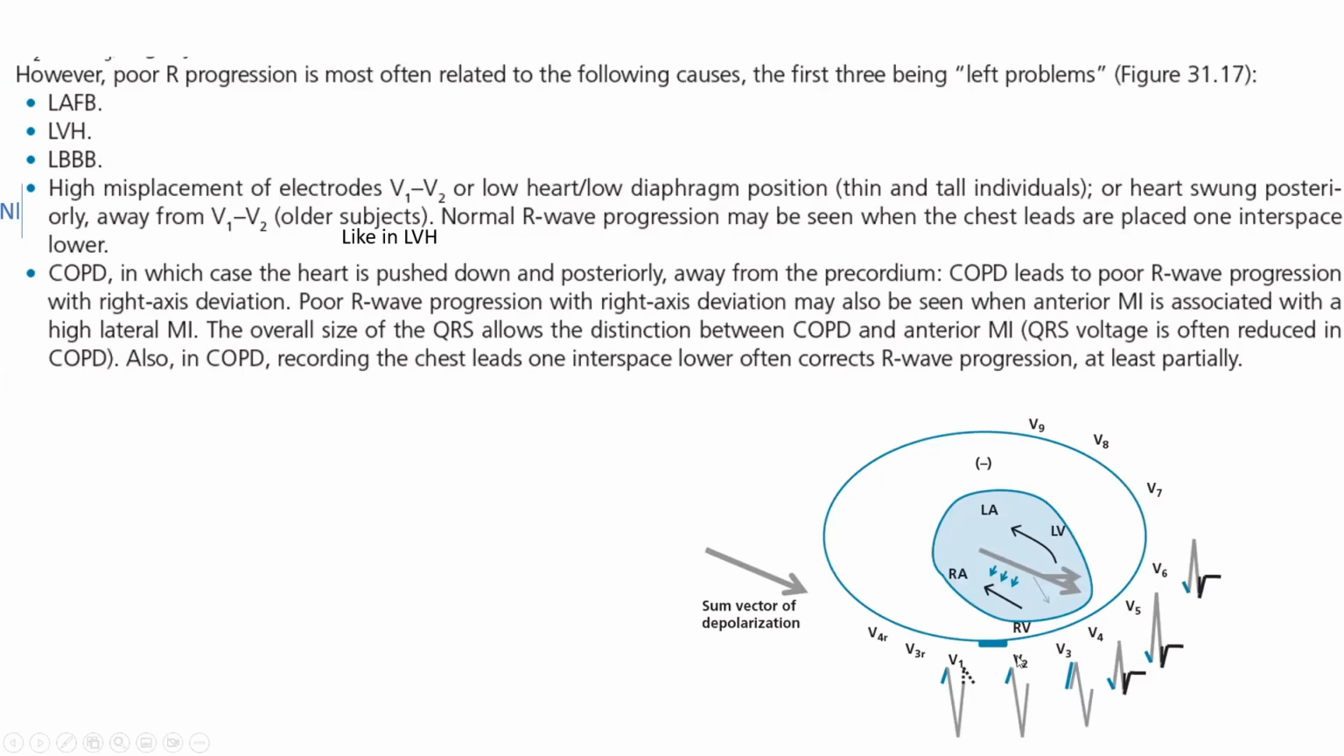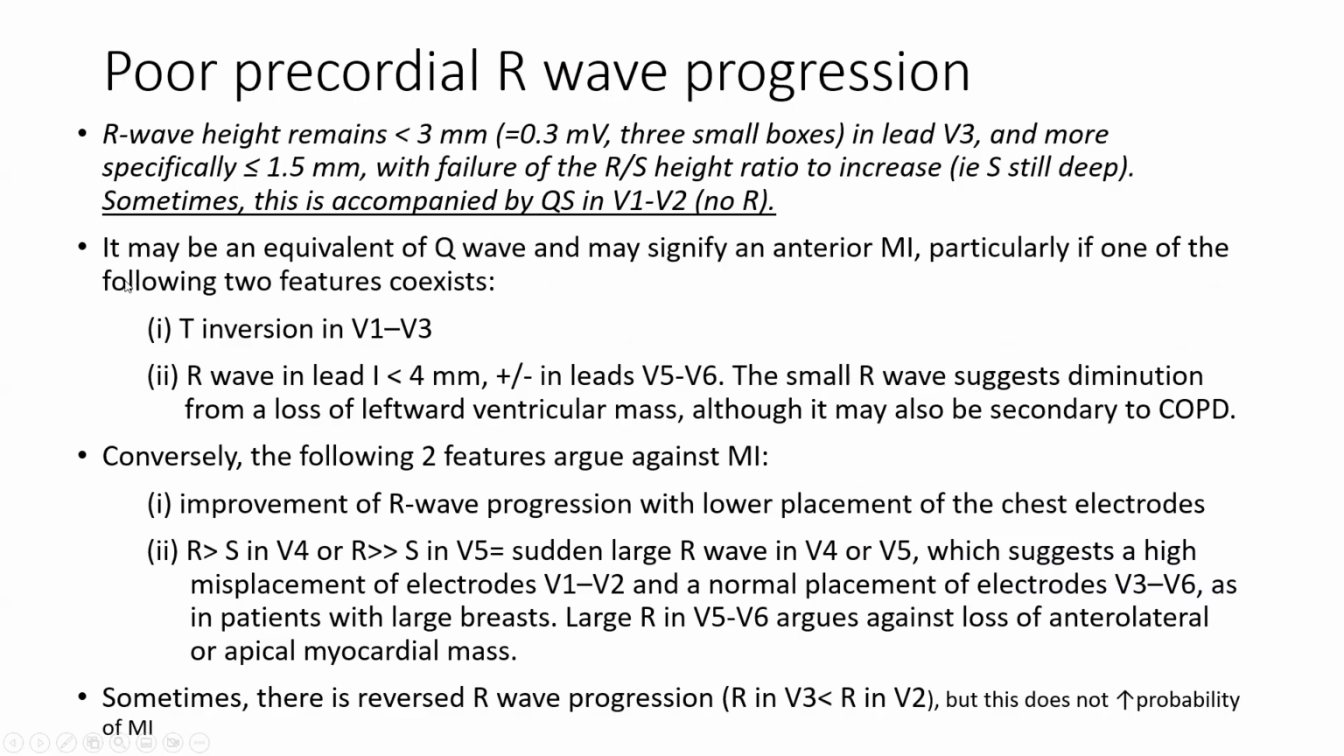Or in a patient where you're placing the V1, V2 in the fourth intercostal space, but they have an elongated chest, like a COPD patient, the heart is pushed down, or they are slim and tall, the heart is pushed down. And those patients will have poor R wave progression that is related to that relationship between the position of V1, V2 and the position of the heart. Also LVH, lung disease, left bundle, all those can give you poor R wave progression. So how can you tell it's an infarct? Anterior infarct can give you that.